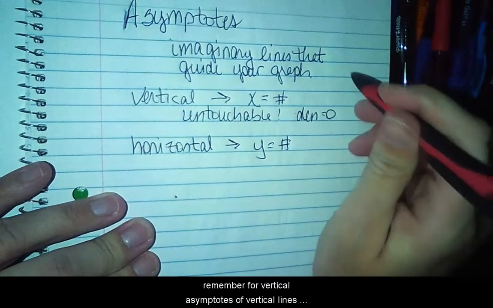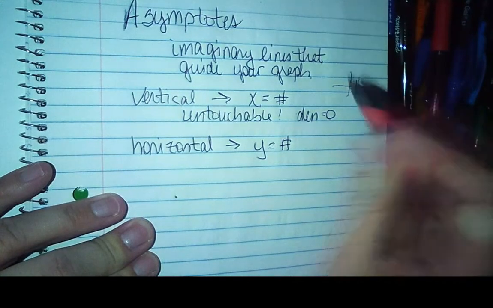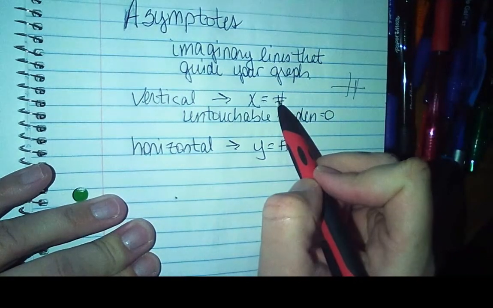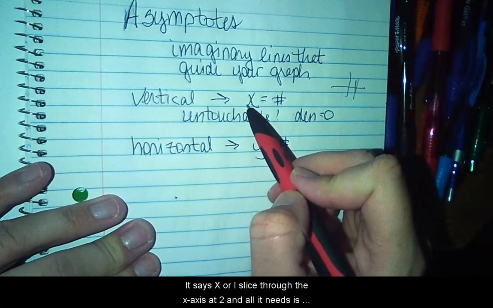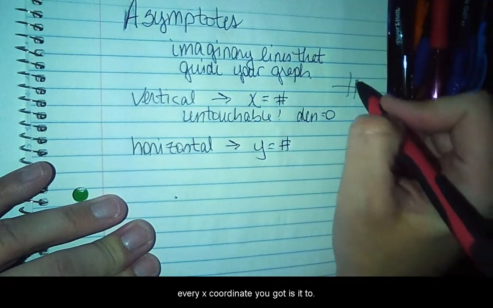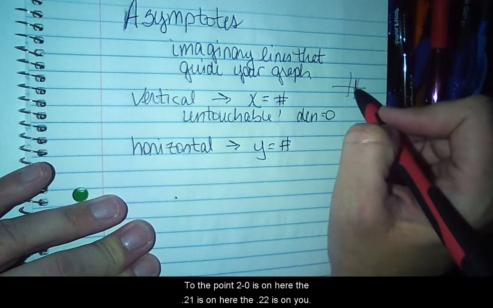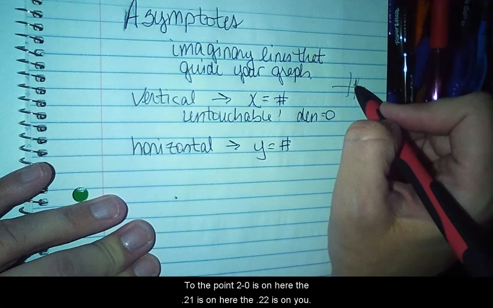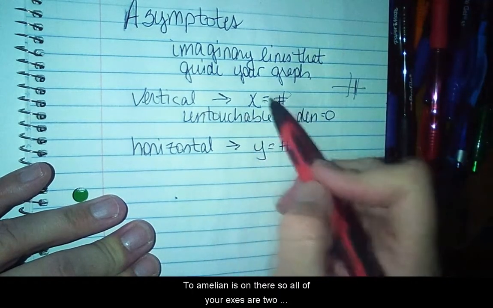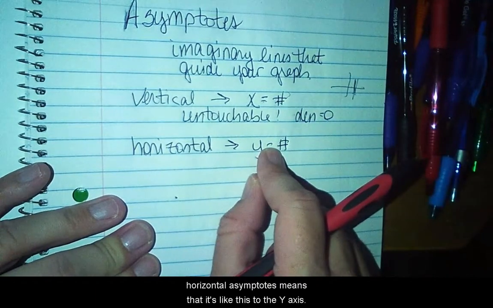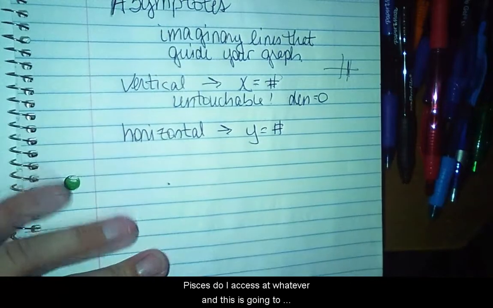So remember, for vertical asymptotes, a vertical line slices through the x-axis. So if this were x equals 2, I slice through the x-axis at 2. And all it means is every x coordinate you've got is a 2. So 2.0 is on here, 2.1 is on here, 2.2 is on here, 2,000,000 is on there. So all of your x's are 2's. Horizontal asymptote means that it slices through the y-axis. So it slices through the y-axis at whatever.